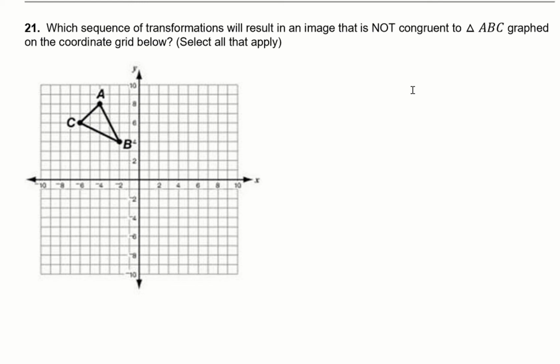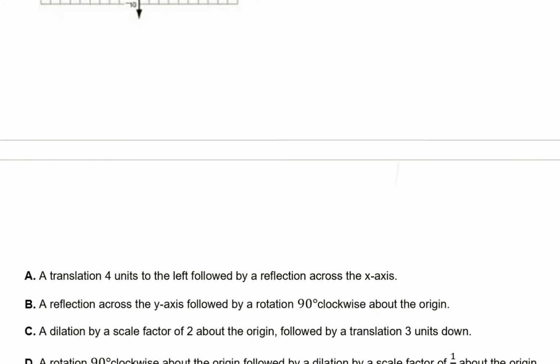So for 21, which sequence of transformations will result in an image that is not congruent to triangle ABC graphed on the coordinate grid below? Select all that apply. So we have our pre-image here and we want to undergo a sequence of transformations. A sequence is sort of like a series of transformations, one after another, so it's more than one transformation. And we want the transformation to result in something that is not congruent, which means that we want a transformation that is not a rigid motion transformation, something that is not a congruence transformation.